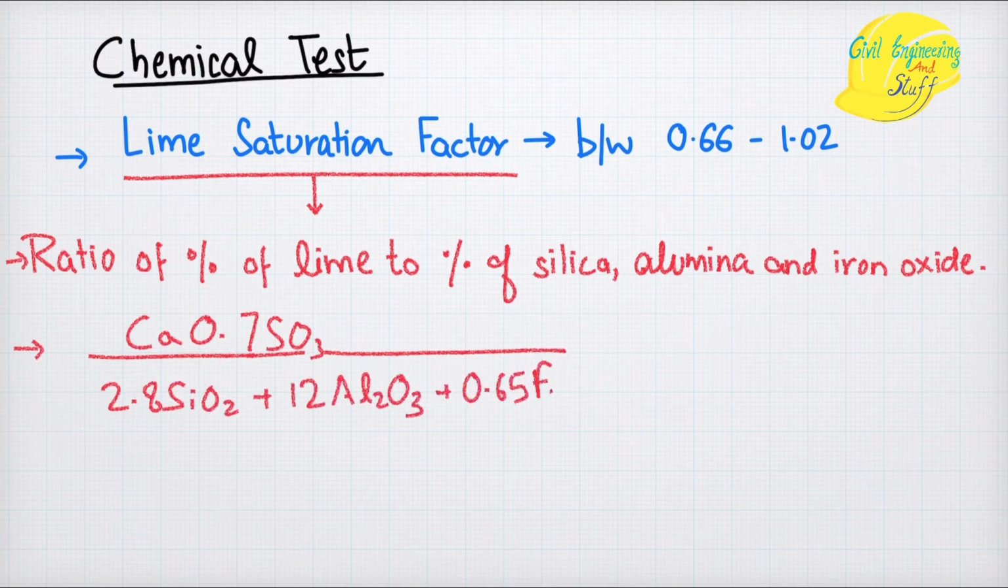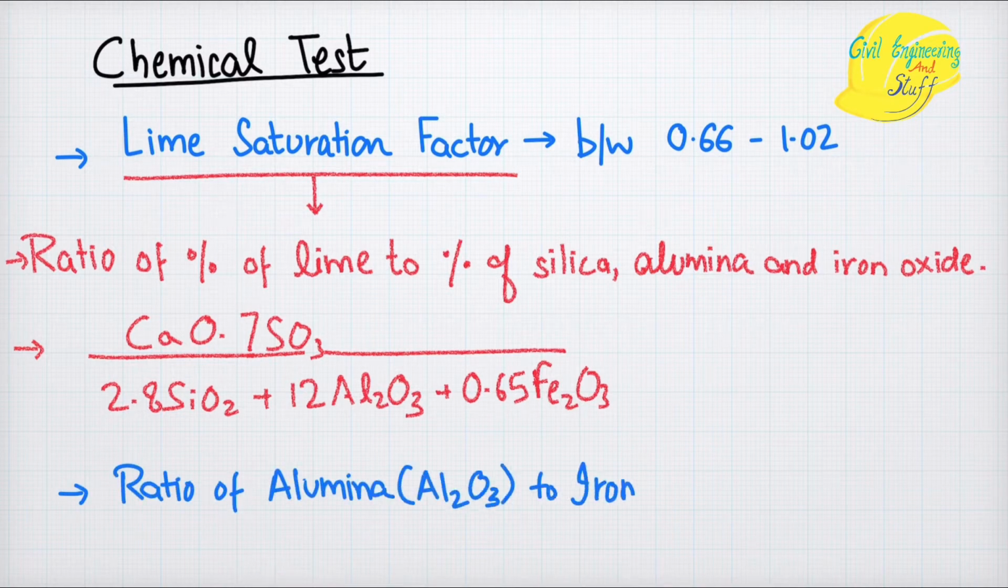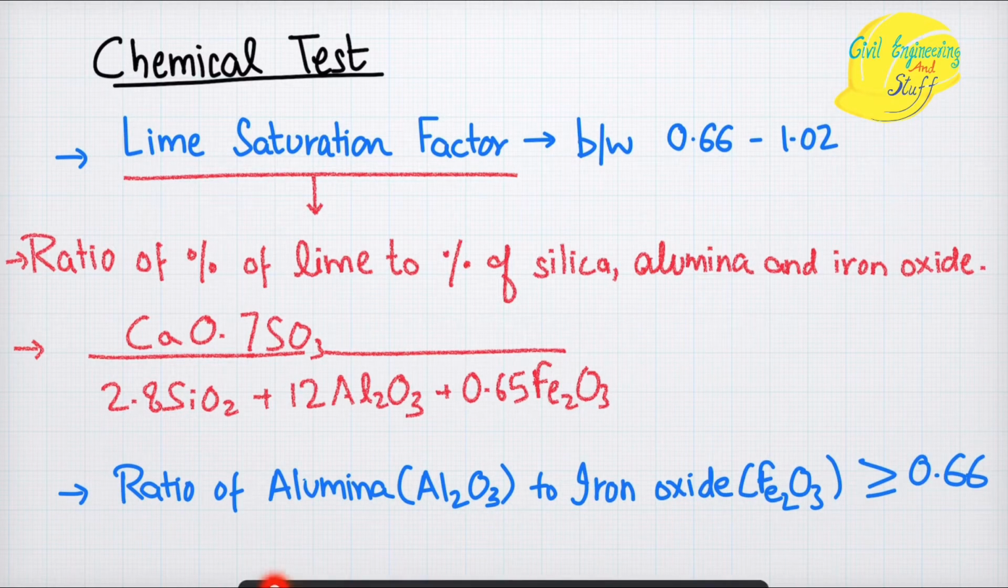It can be expressed in terms of the formula CaO - 0.7 SO3 divided by 2.8 SiO2 + 1.2 Al2O3 + 0.65 Fe2O3. Alright. The second is that the ratio of percentage of alumina to iron oxide should not be less than 0.66. That is, the ratio of alumina to iron oxide should always be greater than or equal to 0.66.